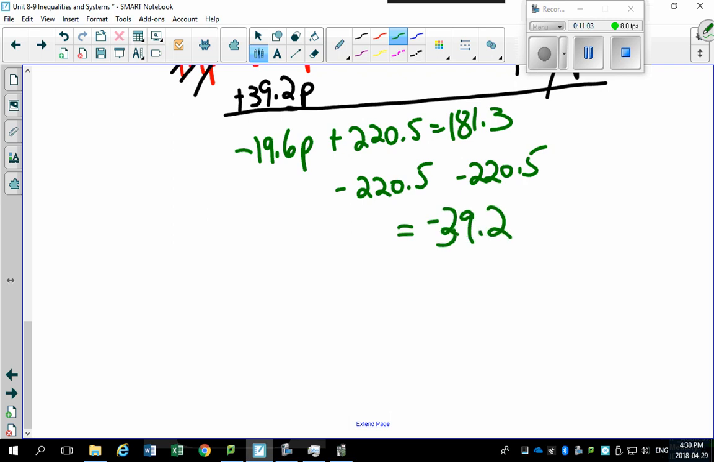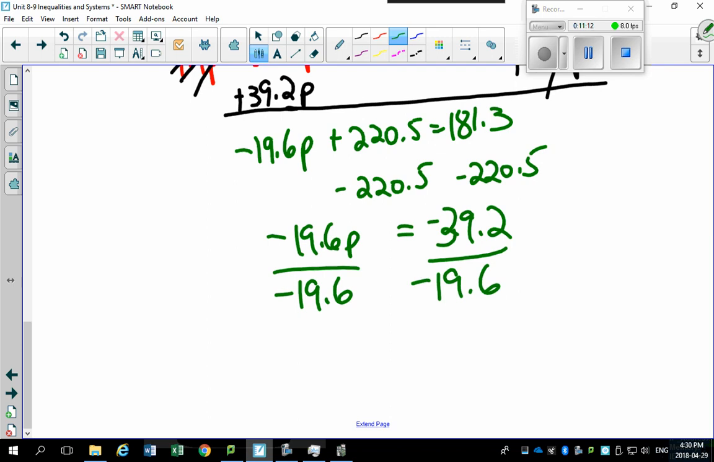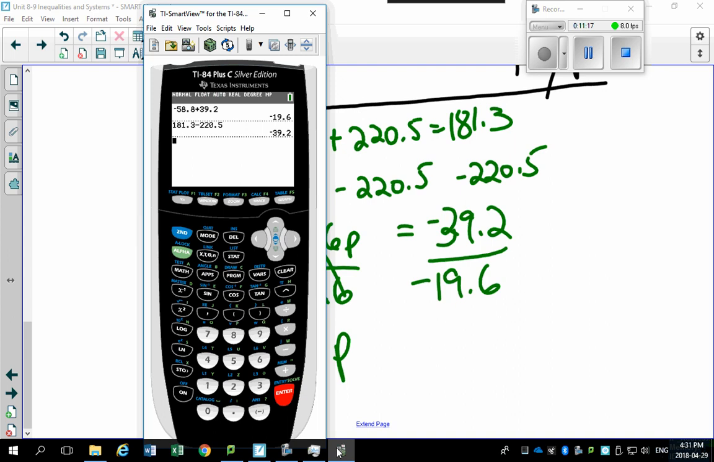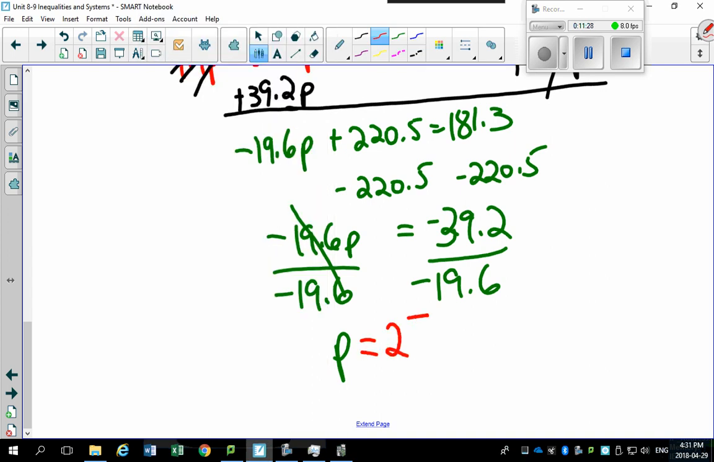39.2 equals minus 19.6 P. Divide each side by 19.6. That cancels, leaving you with a P value of... oh my goodness, P equals 2. Oh man, all that work just to find out that P is 2.